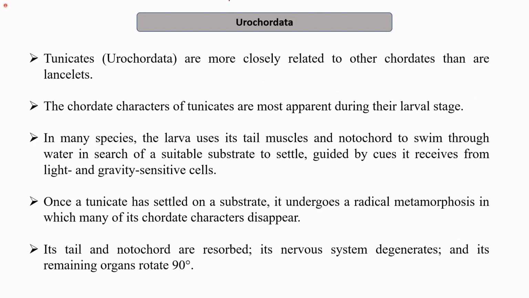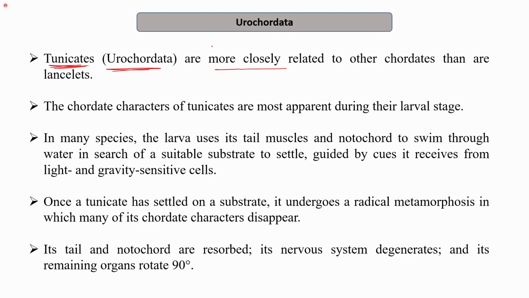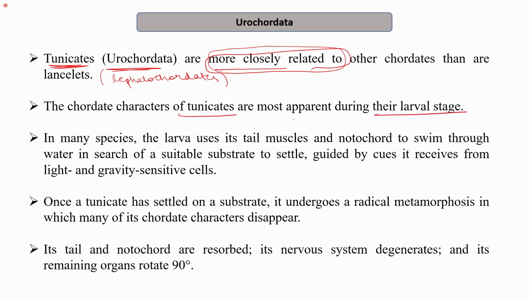The next subphylum is the Urochordata. Tunicates come under the subphylum Urochordata, and they are more closely related. So as compared to cephalochordates, urochordates are more closely related to other chordates. Like if I talk about their relation with the fish, aves, mammals, so they are more closely related as compared to the lancelets or cephalochordates. Fine. The chordate characteristics of tunicates are most apparent during their larval stage.